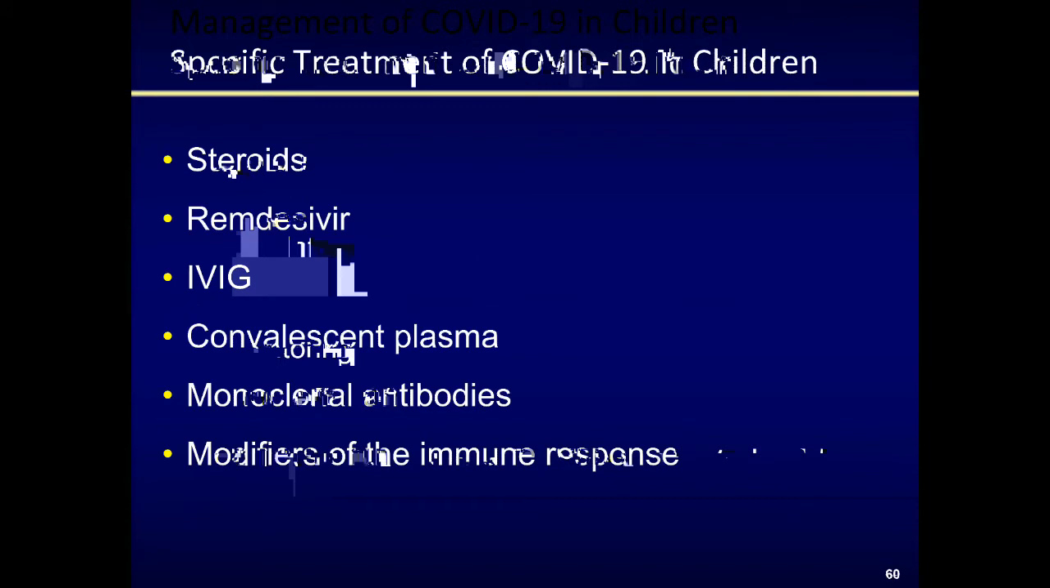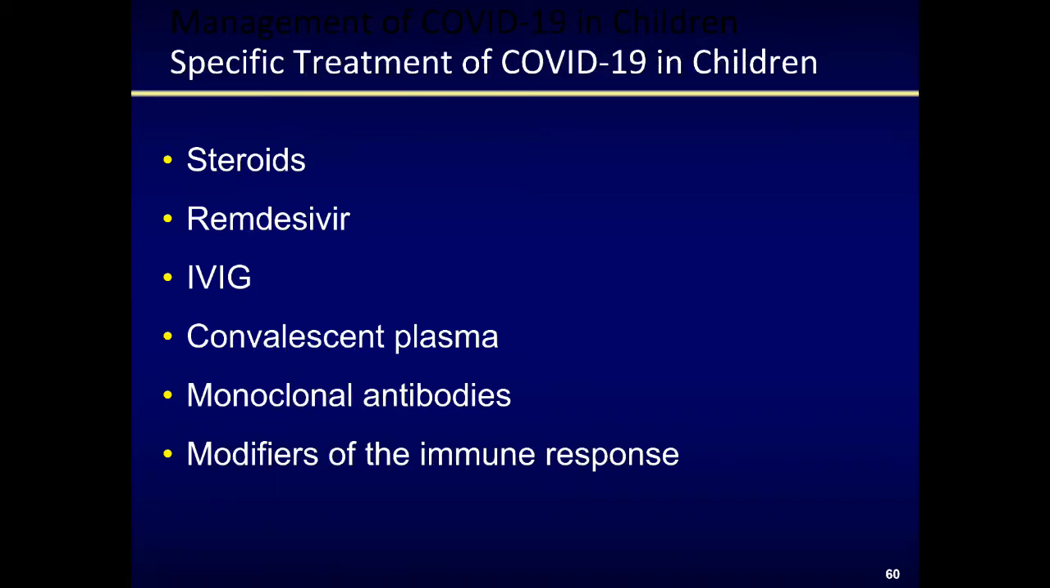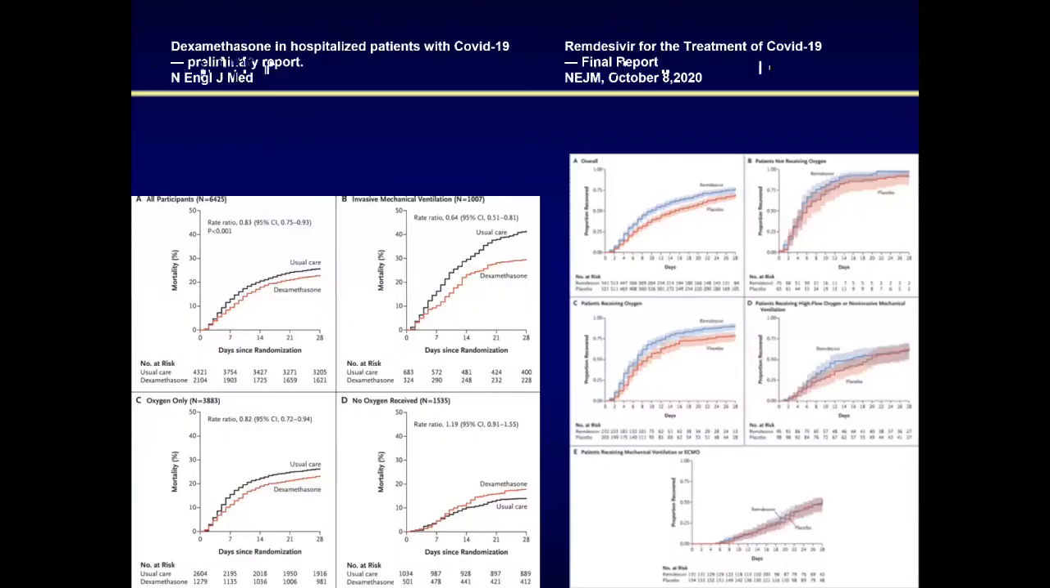There are some specific treatments that have been used, particularly in adults, but they've been used in children as well. So we often use steroids, not only in MIS-C, but sometimes in severely ill pediatric patients, especially if they need to go on a ventilator. Remdesivir has also been approved for emergency authorization use in children and has been used, and I've used it many times myself. IVIG is used as well, and convalescent plasma. Monoclonal antibodies and modifiers of the immune system are being looked at in clinical trials. They're not used widely in pediatrics.